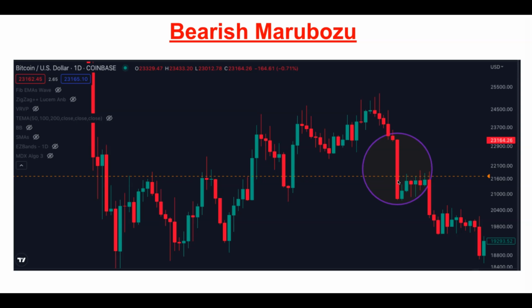And so looking at a 1 day Bitcoin chart, this is a bearish Marubozu candle. This was a local top here on Bitcoin. We had this huge downtrend, and this candle had very little wicks, some wicks here and some wicks here, but you can see how long the body of the candle is, and it just indicates the actual momentum behind this move.